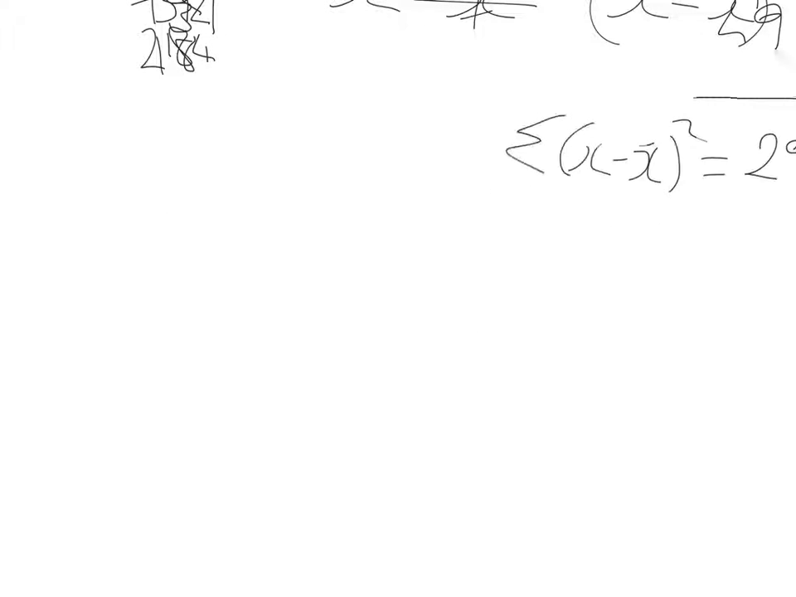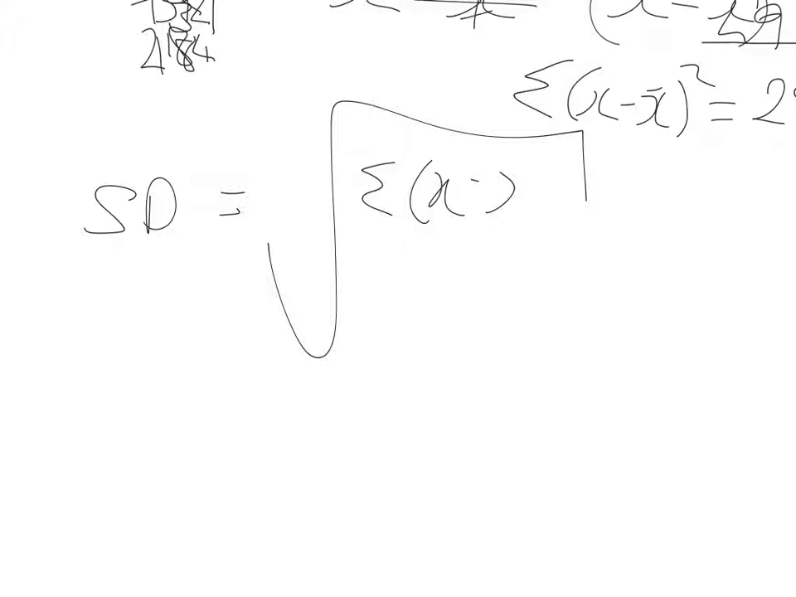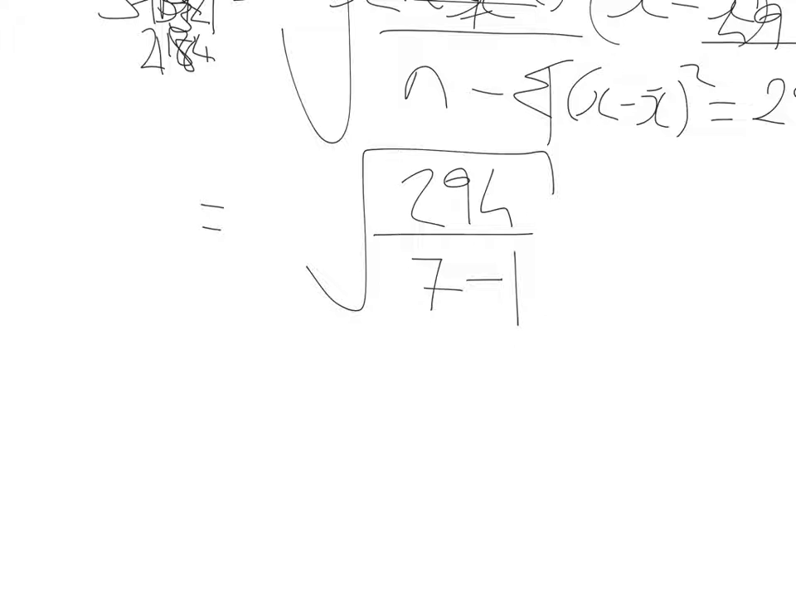I'm then going to use my formula for the standard deviation. And that's the square root of sigma x minus x bar all squared divided by the sample size take away 1. So it's the square root of 294 divided by, well, there are 7 numbers in the sample, so it's 7 take away 1. So I'm going to put that into the calculator, and that will give me 7.